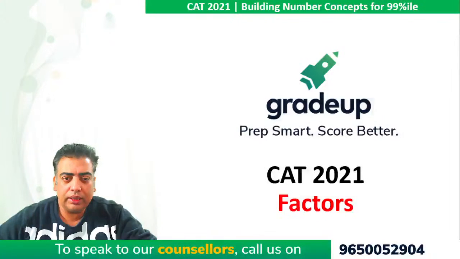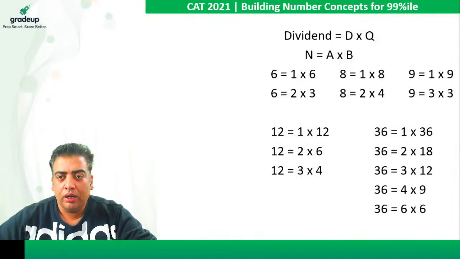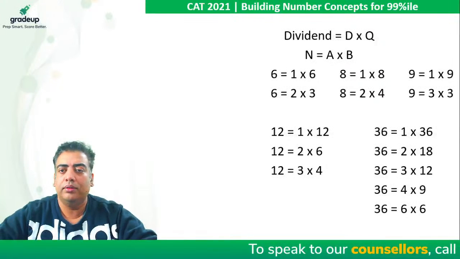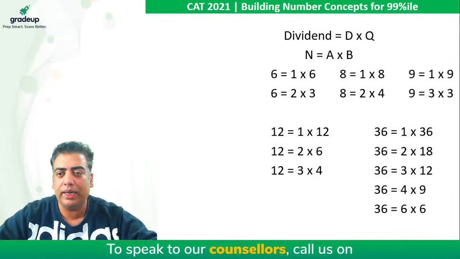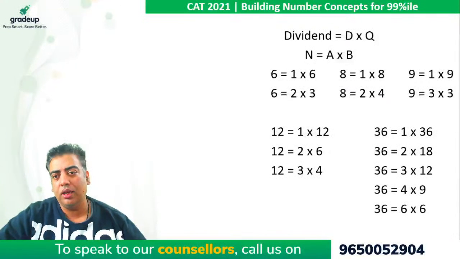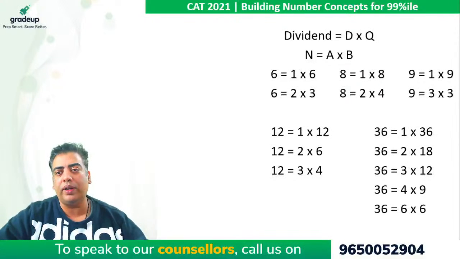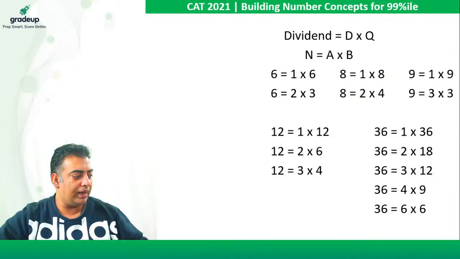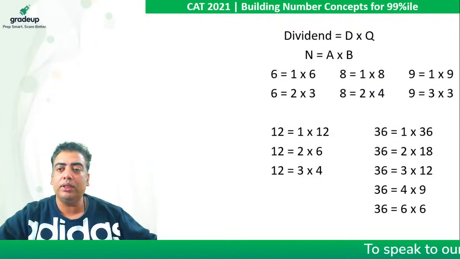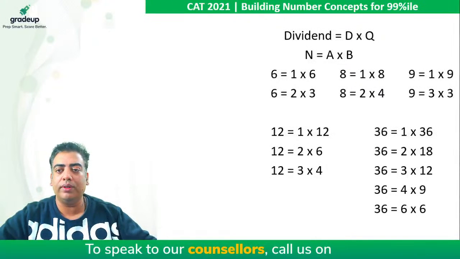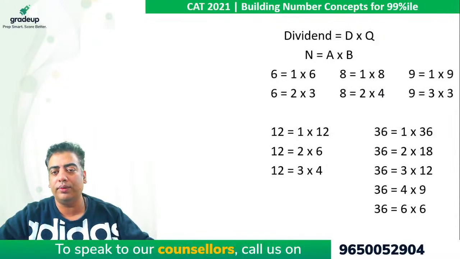Okay, so let's start with the concept. First of all, we all need to understand that any number, which we call dividend, can be written as a product of divisor and quotient. When we talk about factor of a number, please always keep in mind that both divisor and the quotient are going to be factors of the given number, which we call dividend.